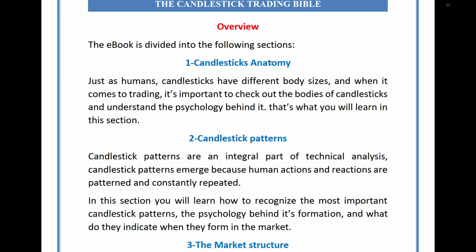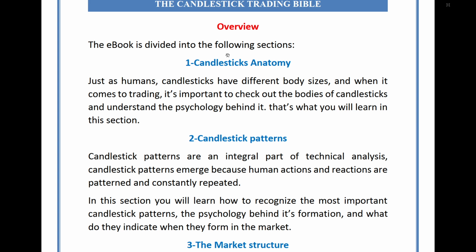First we'll understand the candlestick anatomy. What is the candlestick anatomy? Just as humans have different body sizes, candlesticks have different body sizes. When it comes to trading, it is important to check the bodies of candlesticks and understand the psychology behind them. That is what you learn. You will understand the different shapes of candlesticks and what they mean.